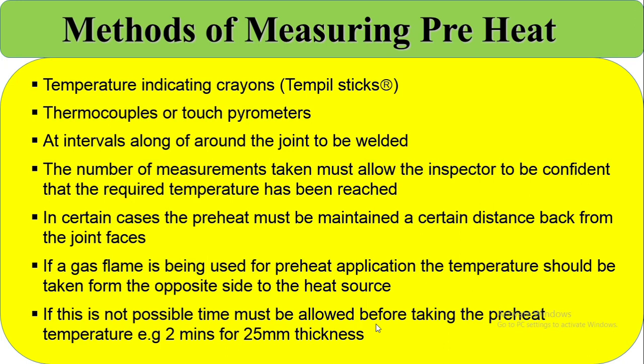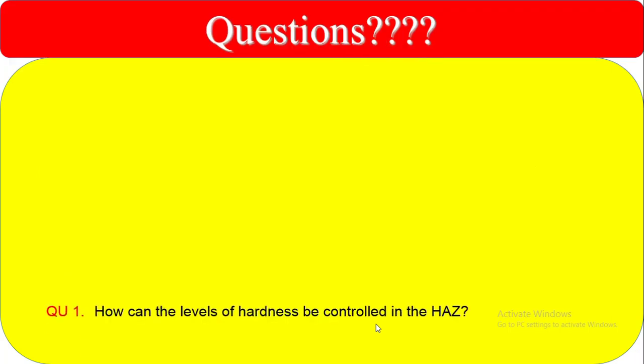I hope you understand the basic concept of preheat and post-heat treatment, and what they are used for: annealing, normalizing, tempering, hardening. You can get all these details here. So thank you very much.